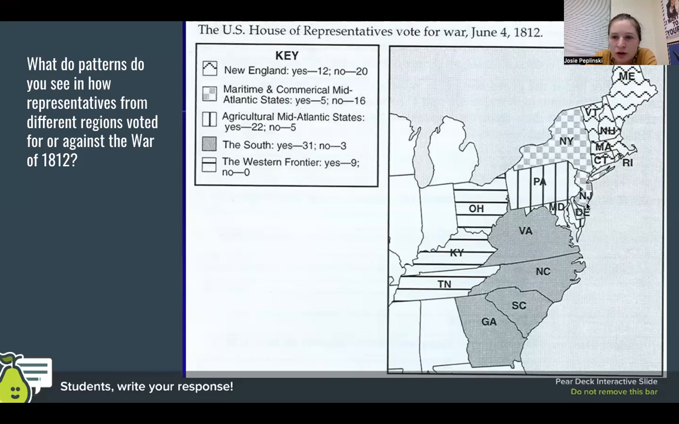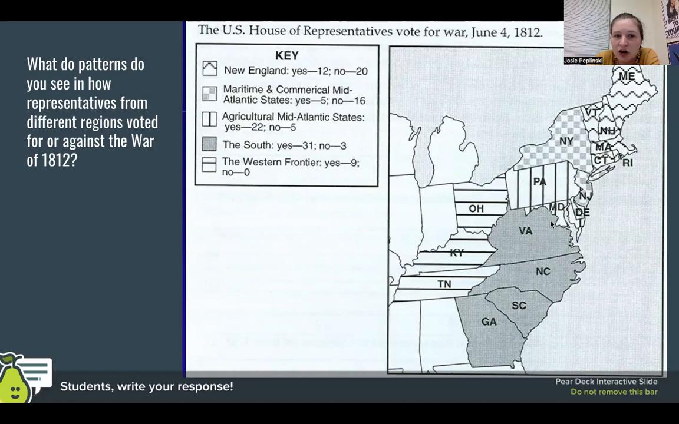Here, New York, New Jersey, Delaware region, this is the maritime and commercial mid-Atlantic states. So these states are extremely focused on shipping. We have 5 of the House of Representatives members voting for war and 16 voting no war. So about three-quarters no war, a fourth approving the war.